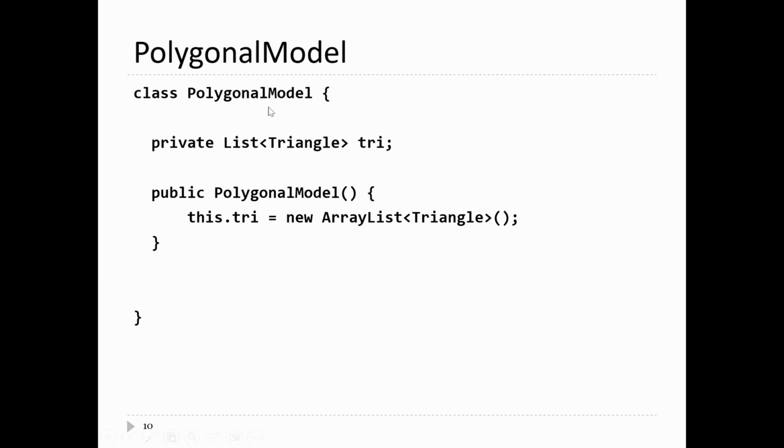Okay, so here's our class, polygonal model. It's going to be an aggregation of triangles, so I'm going to store my triangles in a list. It's a list of triangles called tri. Here's my no argument constructor. What does the constructor do? It always initializes your fields. So we make a new list for tri. We'll have a copy constructor later on, but for now, this is our only constructor.